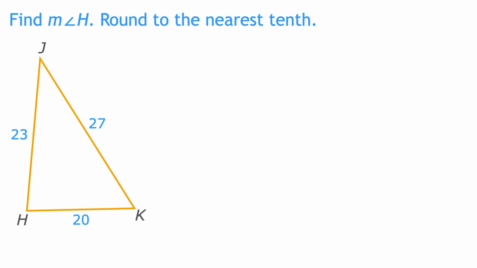This time, we are given all three sides of a triangle, and we want to try to find the measure of angle h. We can definitely use the law of cosines here, but how should we set up our equation? Well, since we're looking for angle h, we should have h squared on the left side of our equation, and the measure of angle h inside the cosine function.